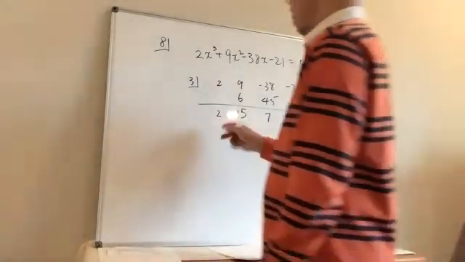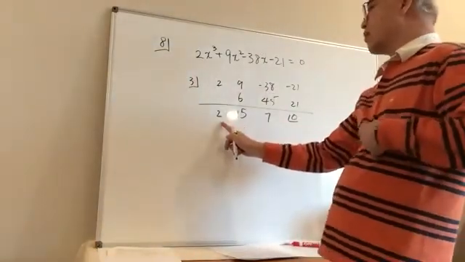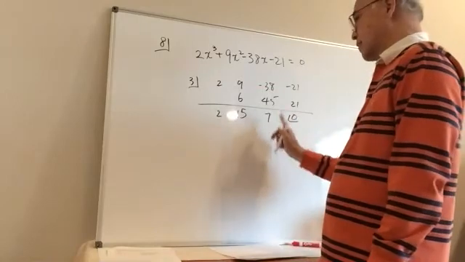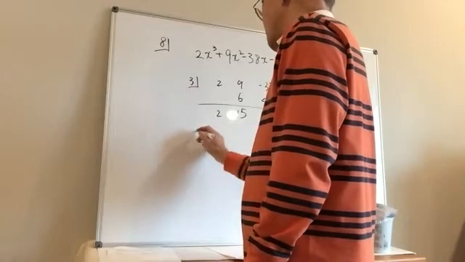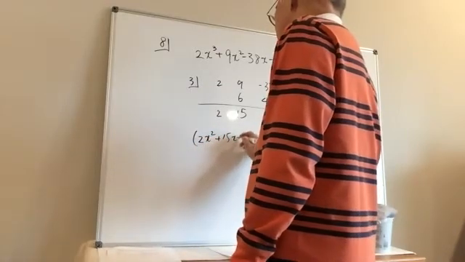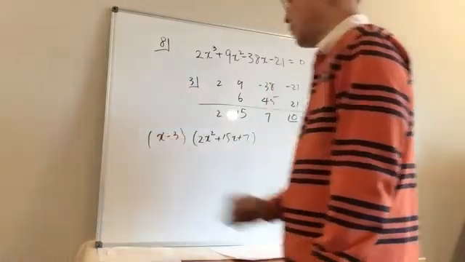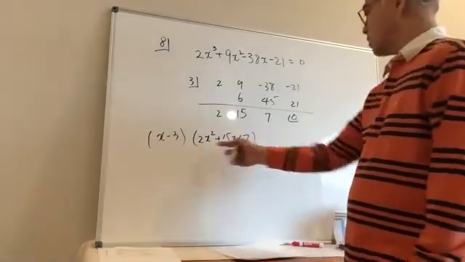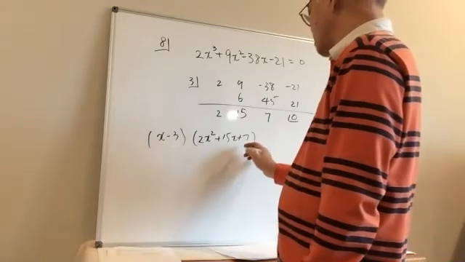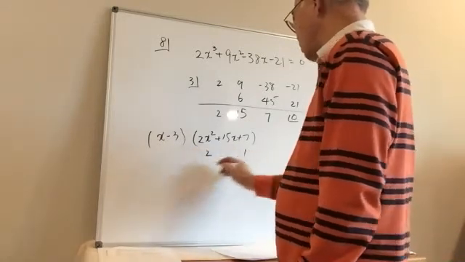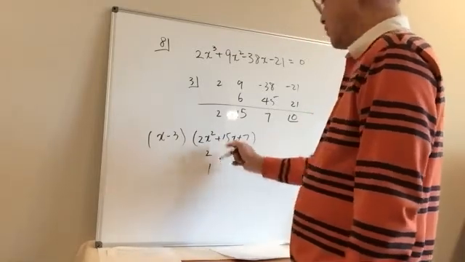Right? So I have x minus 3 here, and the leftover is 2x squared plus 15x plus 7. Okay? So actually, I have 2x squared plus 15x plus 7, and over here from the 3, I had x minus 3. Now this actually is going to be factorable. So if I get 2, 7, 1, 1, 2 times 7 is 14 plus 1 is 15.